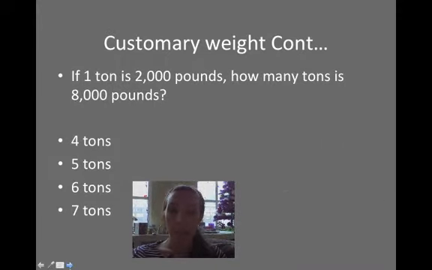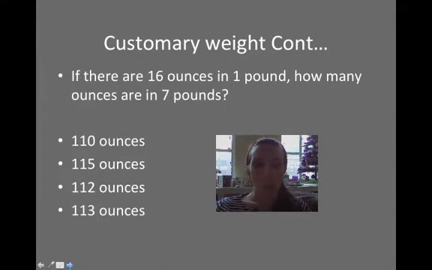Alright, so if 1 ton is 2,000 pounds, how many tons is 8,000 pounds? I want you to try to take a minute and figure that out in your math notes. Pause the video. Okay, so 8,000 pounds would be equivalent to 4 tons. Now, if there are 16 ounces in 1 pound, how many ounces are there in 7 pounds? I'm not going to tell you the answer for this one, so go ahead and pause the video and try to figure this one out.